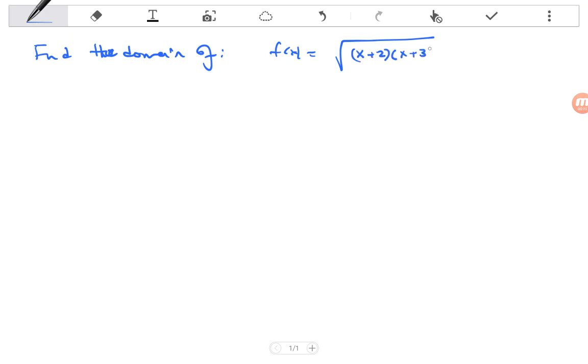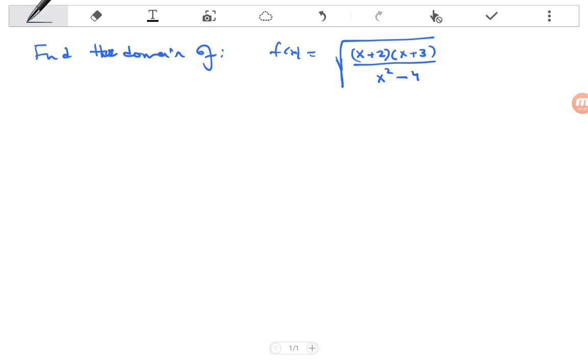Okay, let's recall a problem from the last lecture. Find the domain of f of x equals root of (x plus 2)(x plus 3) over (x squared minus 4).